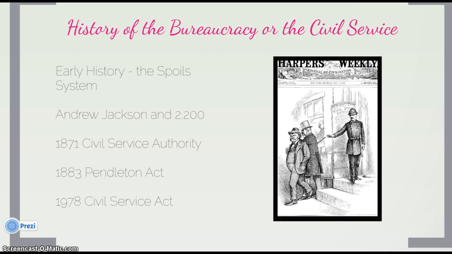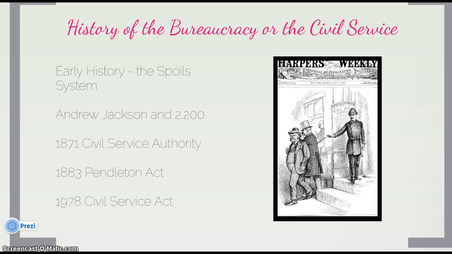And we can look at the history of the bureaucracy. Early on in the history of the United States, government jobs in the federal bureaucracy were handed out by presidents as political rewards to people who supported them during their election campaign and afterwards. And this practice became known as the spoils system. So the spoils system was a system by which a newly elected president would essentially appoint the people that helped him get elected, the loyal supporters, and they were rewarded with these federal bureaucracy jobs.